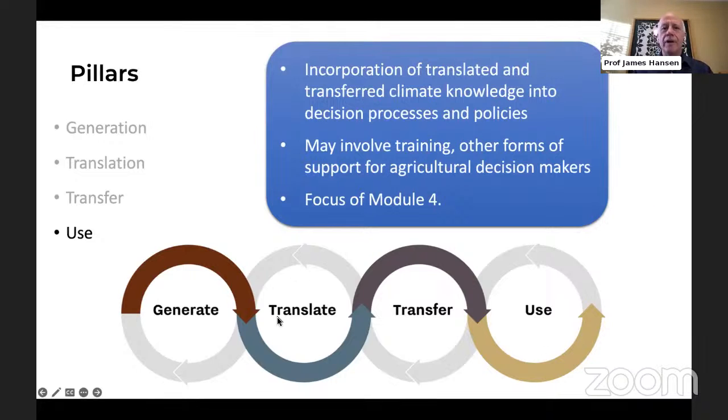And finally, use. So use involves incorporating translated and transferred climate knowledge, climate information into decision processes or policies. So it is the responsibility of the end user, the decision makers, but service providers can support the use pillar, for example, by providing training or other forms of support for agricultural decision makers. We'll talk more about decision making, the use of climate services in section 4.